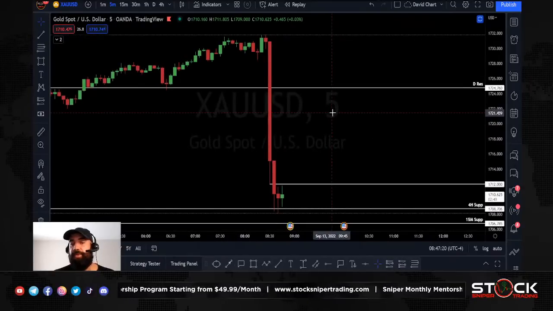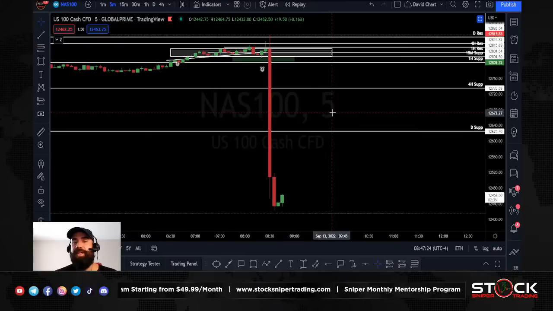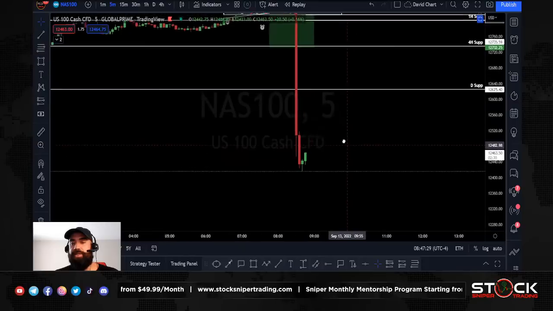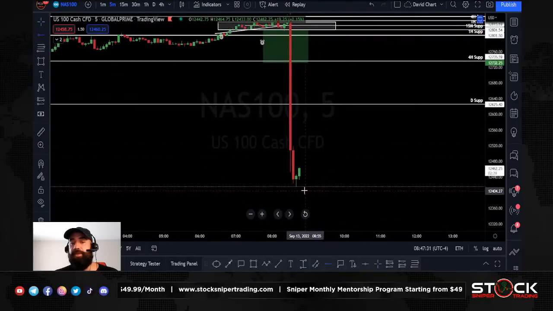You can see gold is pretty much the same way. A lot of spinning top candles. Okay, and then you can see NASDAQ is slowly starting to recover here. Okay, just the same as everything else, right?